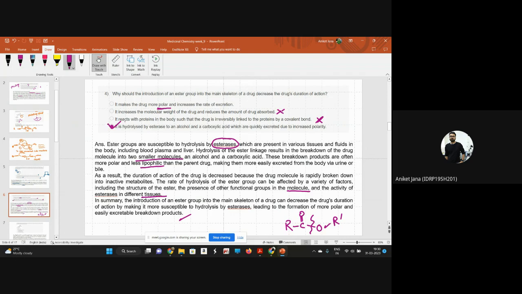So, is this clear to everybody? Why does the introduction of an ester group into the main skeleton of a drug decrease the drug's duration of action? Okay, then let's move to our next question.